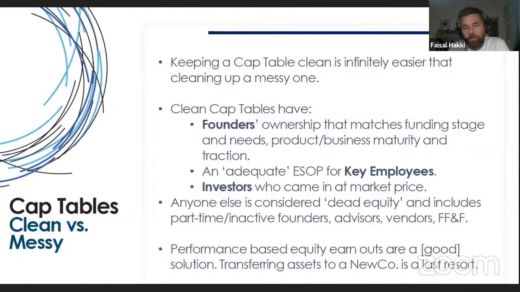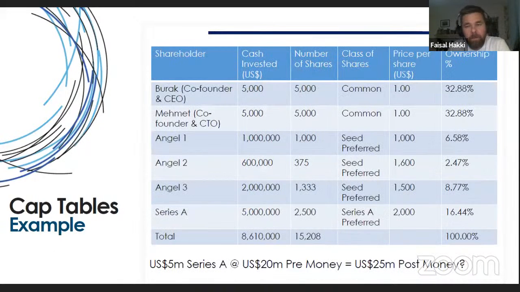So founders' ownership, like in the prior example that I gave, Burak and Mehmet, after their Series A, they own around 66% of the company. That's a beautiful cap table for a Series A investment, because what that means is they've managed to retain majority ownership after their first big institutional round. And this is important. Why is this important? Because this basically means that Burak and Mehmet now own 66% of a company that is worth $30 million plus.